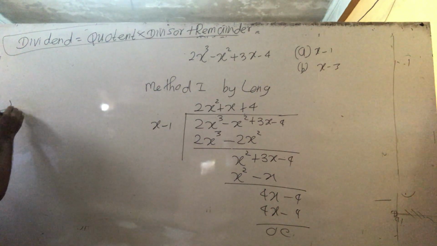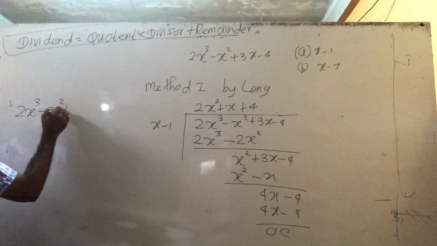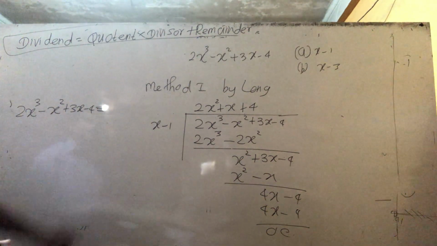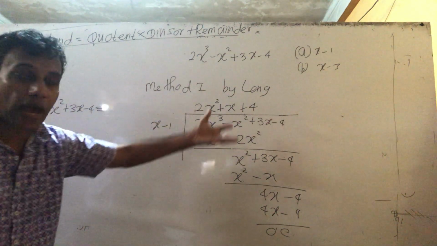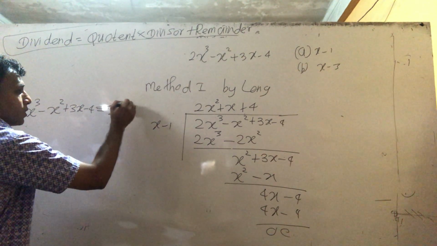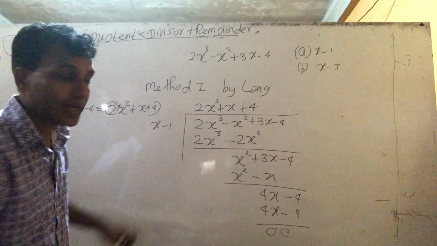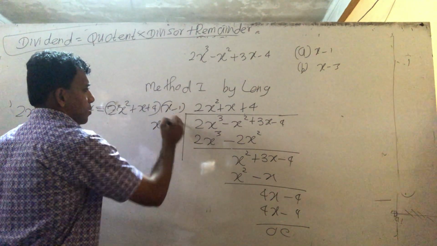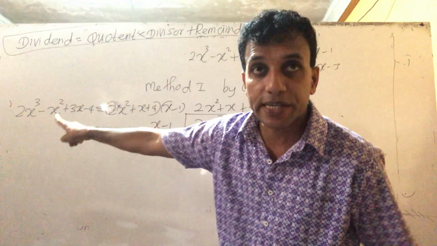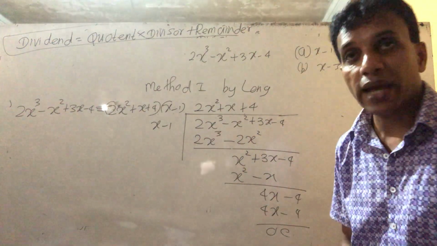Therefore, 2x cubed minus x square plus 3x minus 4 can be shown as quotient into divisor plus the balance. So the quotient 2x square plus x plus 4 into divisor x minus 1 plus 0. That's perfectly divisible. Therefore these two are the factors of that, right? This is a factor, this is also a factor. That was by the long division method.